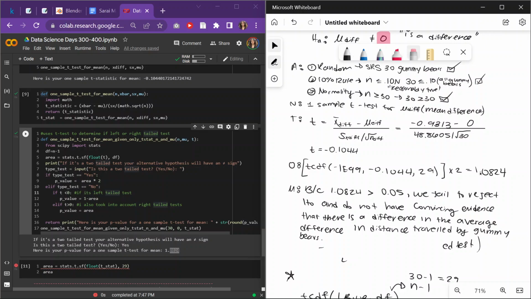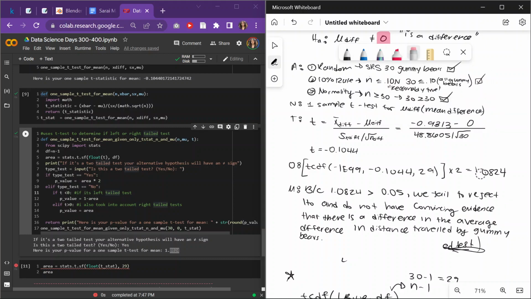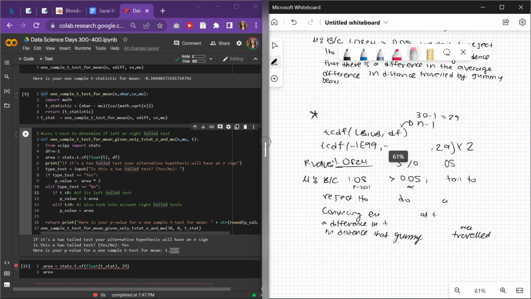And then close that. What? I never asked for the ruler. Alright, and then I'm going to go down here and erase all of that.